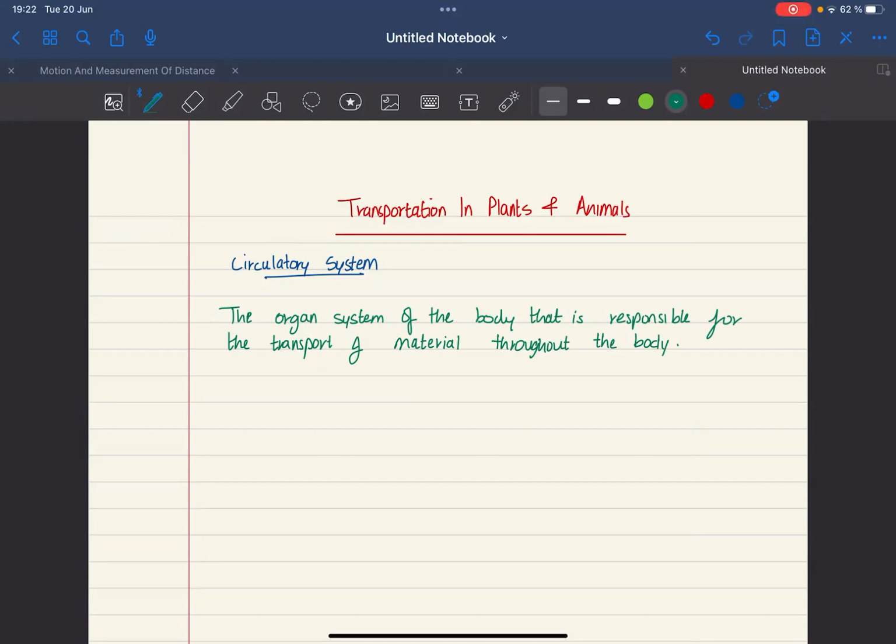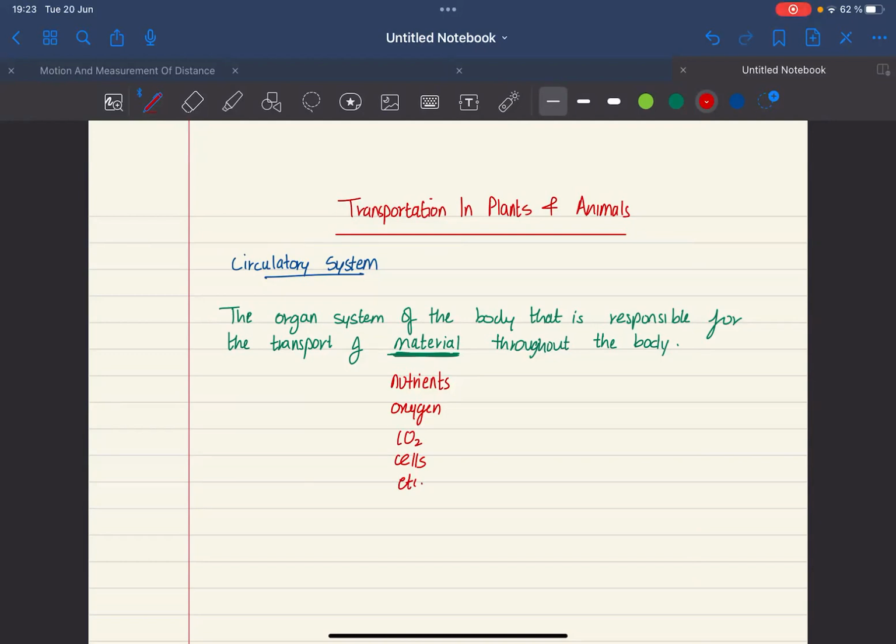Okay, so the materials transported, what do you think are the materials? Anyone tell me? Ma'am, blood. Okay, so what does blood carry? Blood only we know, but what is inside the blood? We have nutrients, we have oxygen, we have carbon dioxide. We have cells. All these are the materials that the bloodstream carries.